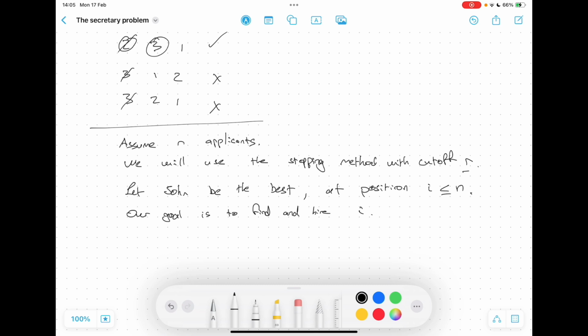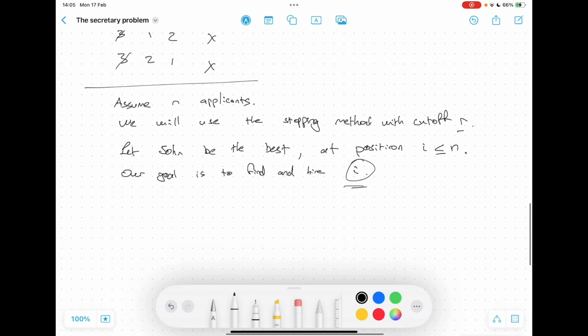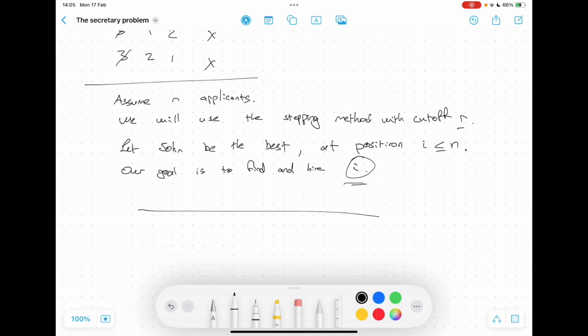So if we don't hire this person at number I, so I'm going to refer to John as candidate I from now on, just like referring to his position. And if we don't hire I, then we've lost, and if we do, we win, right? And our goal is to maximize our chances of hiring I. So for example, I'm just going to draw a little line to make it easier to understand.